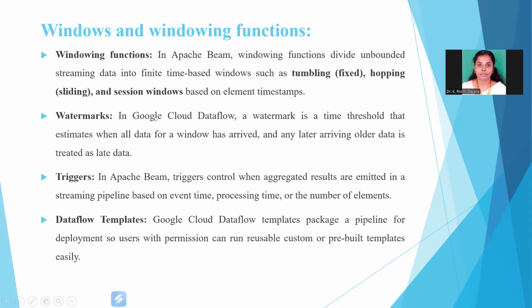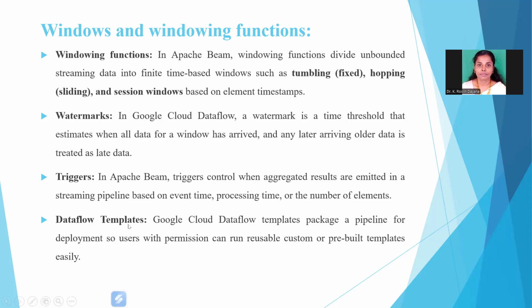Watermarks is another concept used in Google Cloud Dataflow. A watermark is a time threshold that estimates when all data for a window has arrived or not, and any later arriving older data is considered late data. It will check whether the data has arrived or not. Then triggers. Triggers in Apache Beam control when aggregated results are emitted in a streaming pipeline based on event time, processing time, or the number of elements.